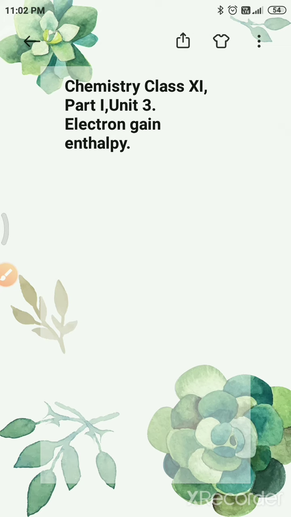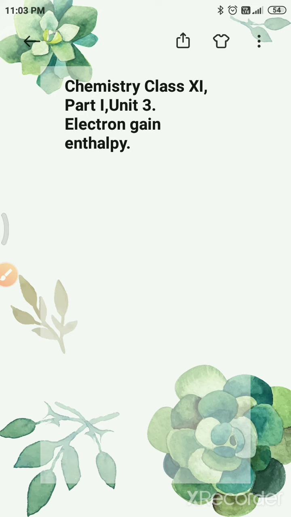And there is one question arising here: which of the following will have the most negative electron gain enthalpy and which is the least negative? Phosphorus, sulfur, chlorine and fluorine. Among these four options, which has the most negative and which has the least negative electron gain enthalpy?